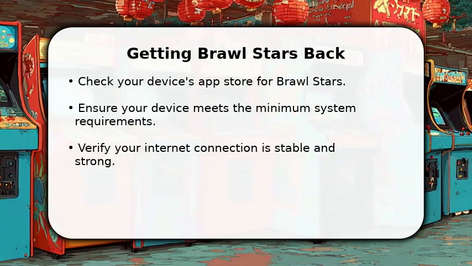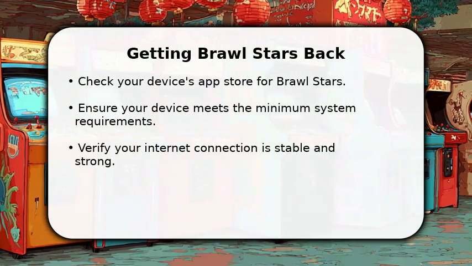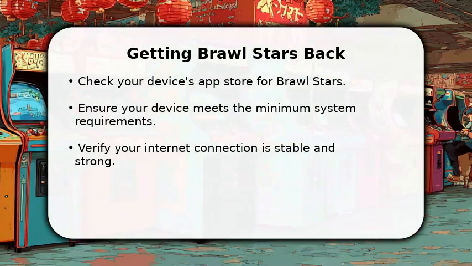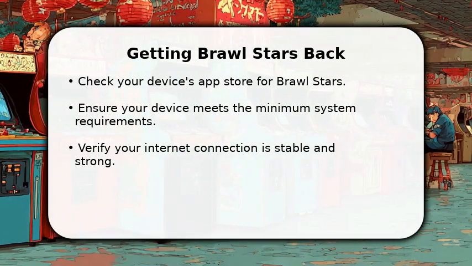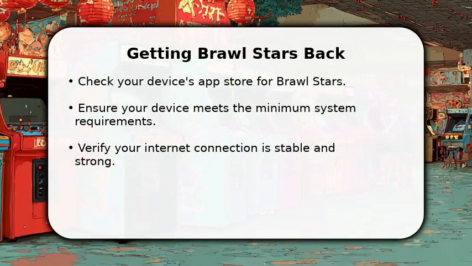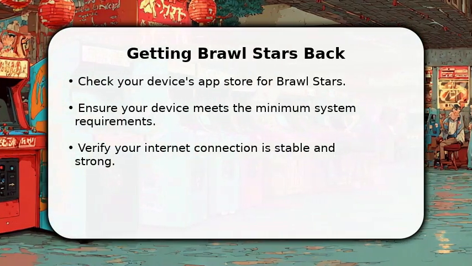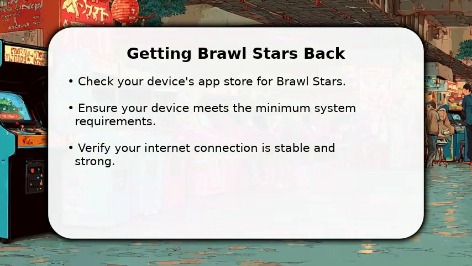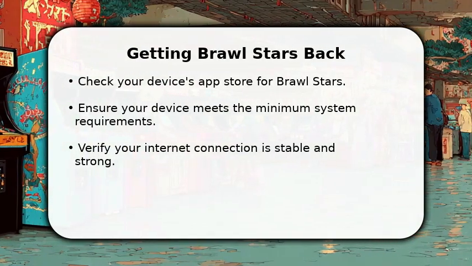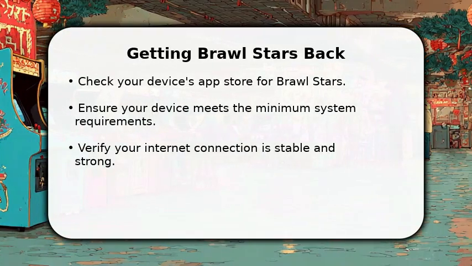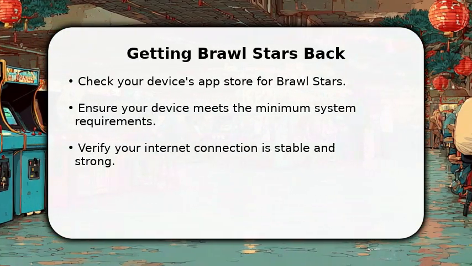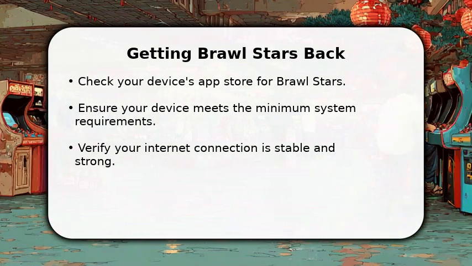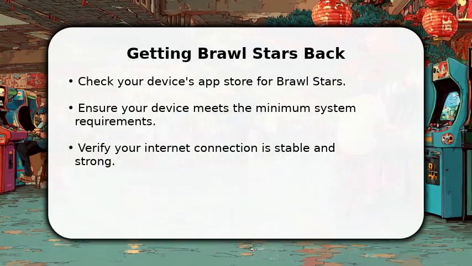In this video, I will explain how to get Brawl Stars back. First, ensure your device is connected to a stable internet connection, preferably Wi-Fi, to download the game smoothly. Then, navigate to your device's App Store, either the Google Play Store or Apple App Store, and search for Brawl Stars. Make sure your device has at least 2 GB of free storage and is running a compatible operating system version, like Android 5.0 or iOS 10.0, for optimal performance.